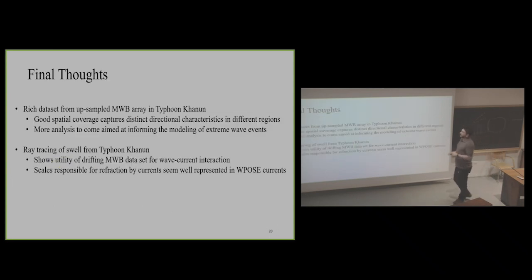So just to sum up, we have a rich data set of upsampled mini wave buoy data in Typhoon Canoon. We have a lot more analysis planned aimed at informing the modeling of extreme wave events from this data. I would love to hear any suggestions from the modelers in the room that have definitely more intuition about what's going on in the models than I do. And from our relatively simple, not the most technical experiment using ray tracing from swell from Typhoon Canoon, we show the utility of these drifting mini wave buoy data, not only for wave measurements, but currents as well. And it seems like the scales responsible for refraction by these currents are well represented in our West Pacific Ocean state estimate.